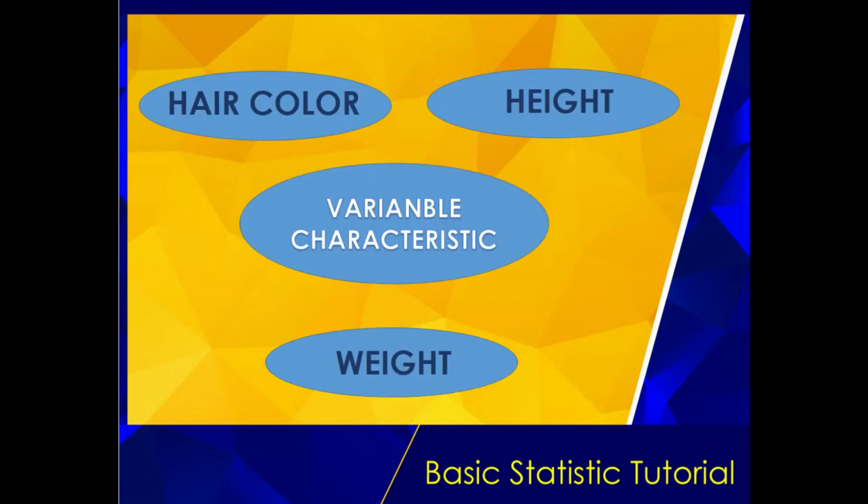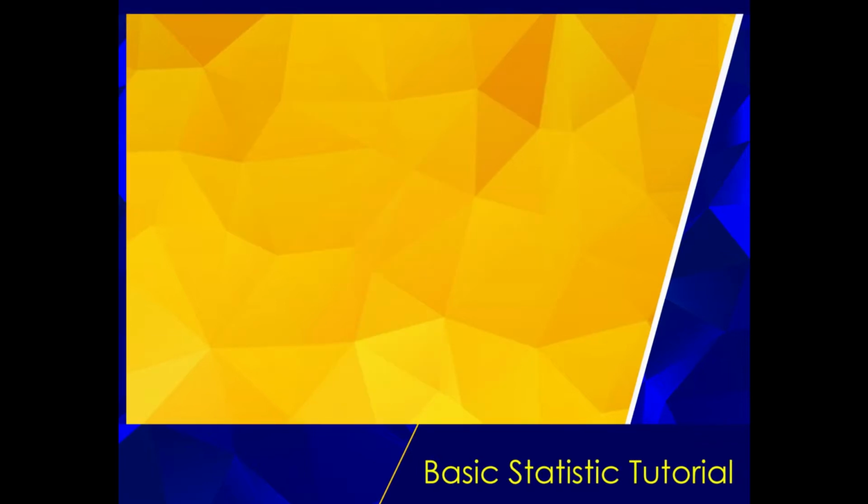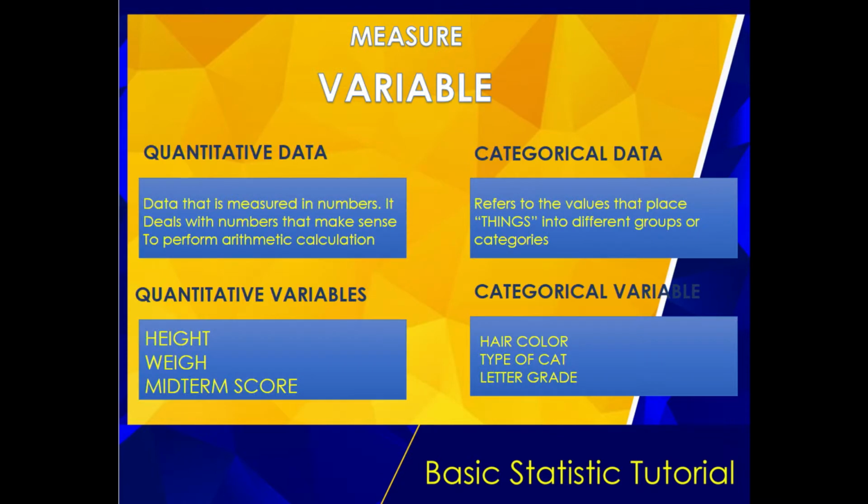When we measure a variable, our data can come into two different forms. There is categorical data, and there is quantitative data. Quantitative data refers to data that is measured in numbers. It deals with numbers that make sense to perform arithmetic calculations with, like calculating an average. Quantitative data comes from quantitative variables. Examples include height, weight, and midterm score.